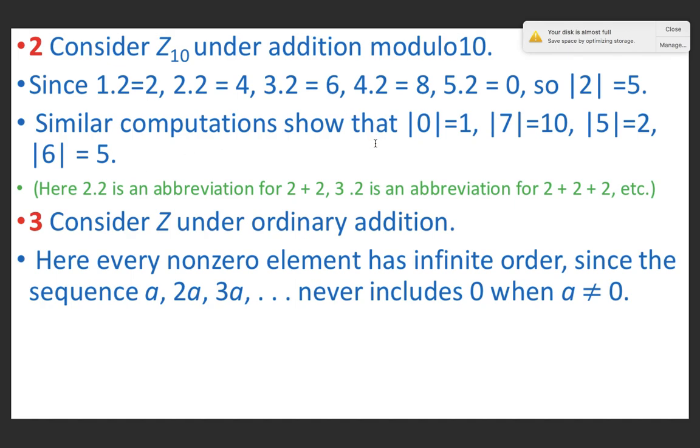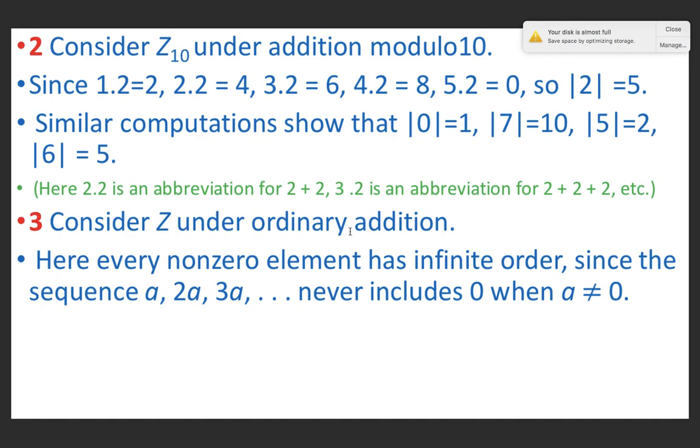Similarly, we can show that order of 0 is 1, order of 7 is 10, order of 5 is 2, order of 6 is 5. Here 2 into 2 means 2 plus 2. 3 into 2 means 2 plus 2 plus 2 and so on.